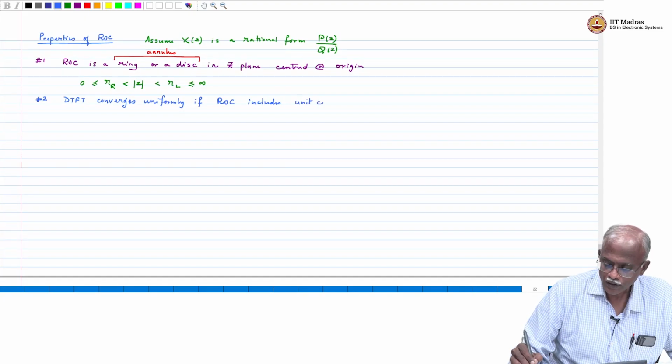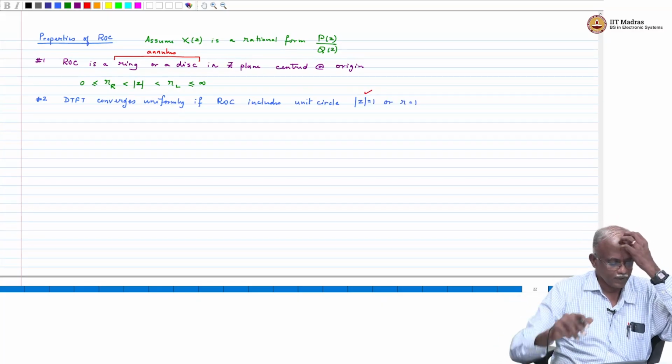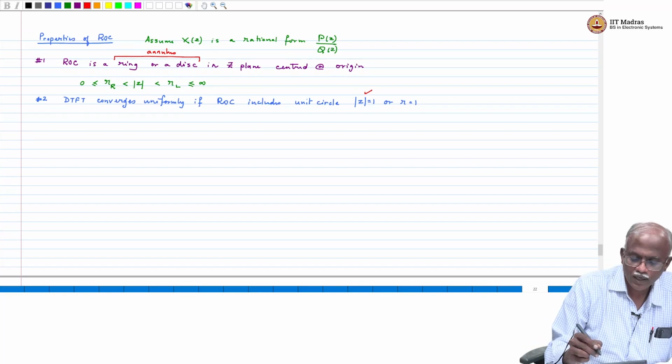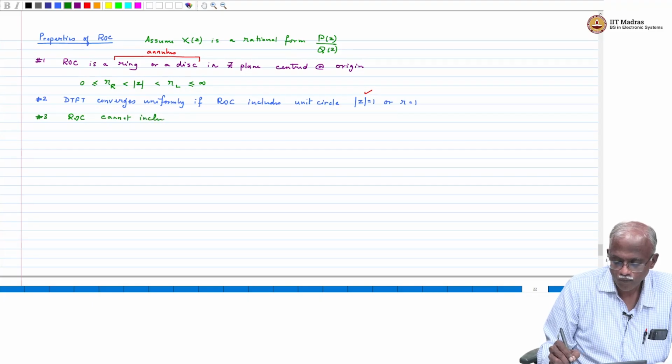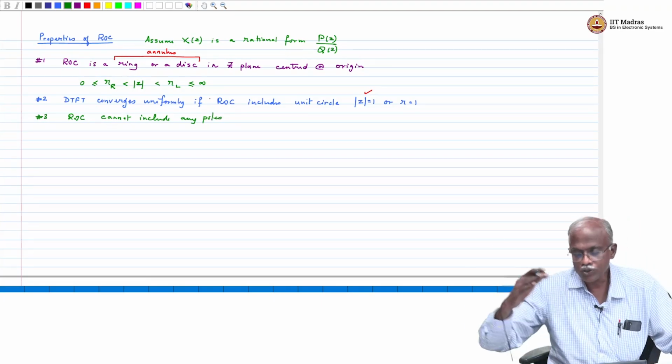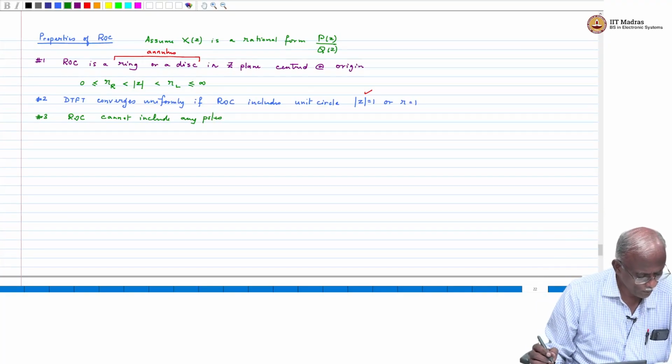Okay. And since we are going to be referring constantly to the unit circle, the short form notation is mod z equal to 1 or r equal to 1. More often we will use mod z equal to 1. That means that is the circle with radius r equal to 1. Number 3, again a property that we have already stated, the ROC cannot include any poles. It has to be free of poles. It can be outside of a pole, it could be inside of a pole, but it cannot include that circle which contains a pole.